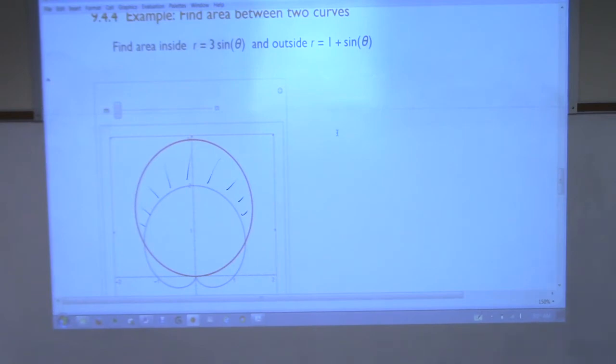Is it a cardioid with a... The area that we're looking for, with just the two functions. Okay. Yeah. I lived in Turkey.